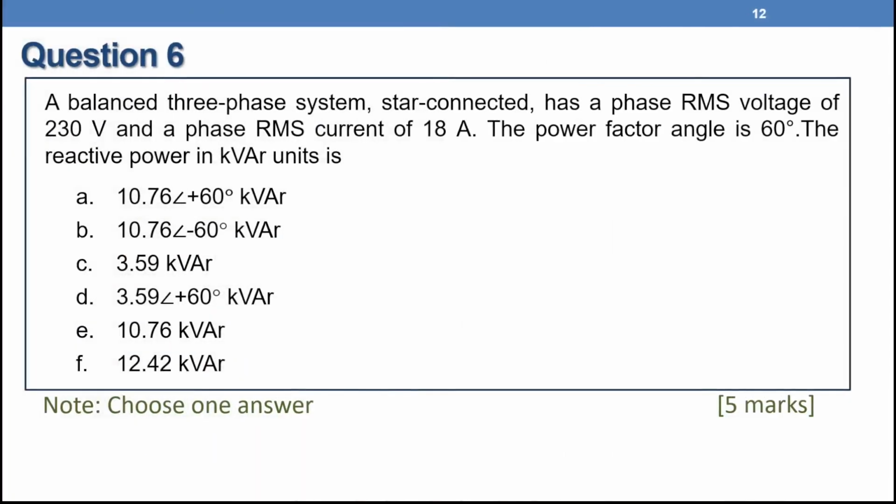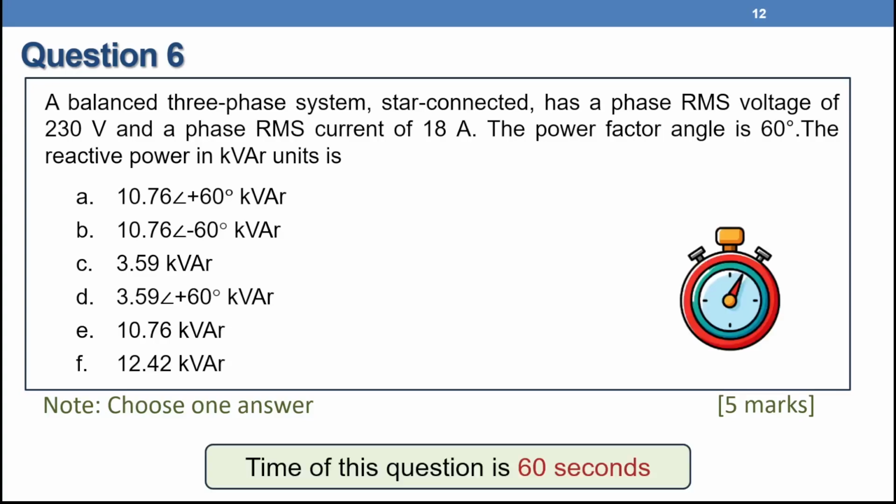Question number 6. A balanced three-phase star-connected system has a phase RMS voltage of 230 volt and a phase RMS current of 18 ampere. The power factor angle is 60 degrees. The reactive power in kilovar units is. Choose one answer. The time for this question is 60 seconds.